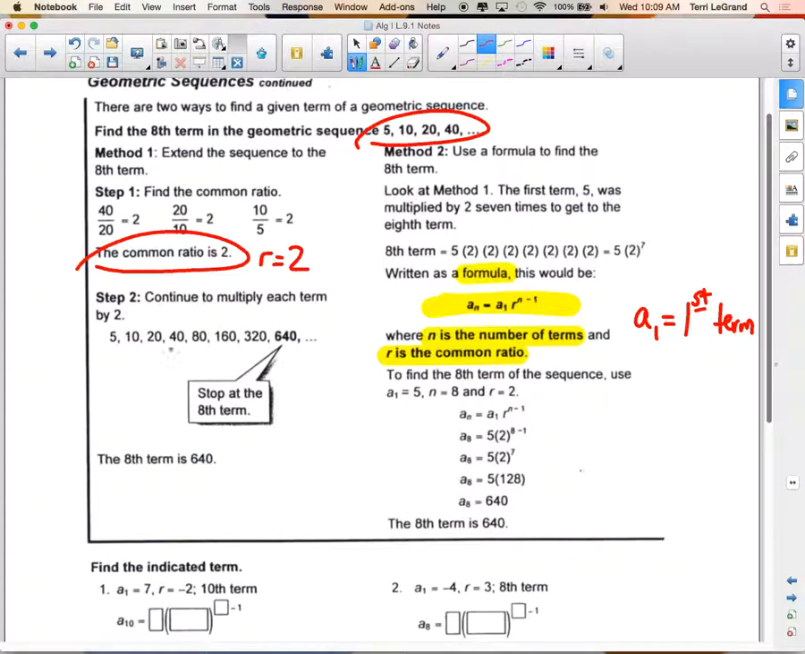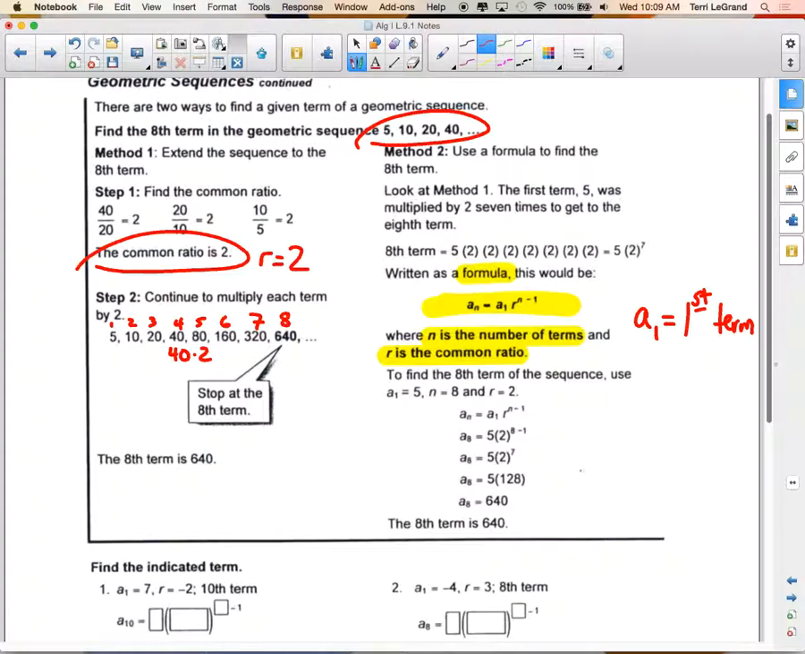So they had to take 40 times 2. And then they had to take 80 times 2, and then they had to take 160 times 2, and then they had to take 320 times 2, and then they probably had to stop and count to see which term they were finally at. So that would be the 320 is the 1, 2, 3, 4, 5, 6, 7. Oh, not quite there yet. Have to multiply again to get to the 8th term.